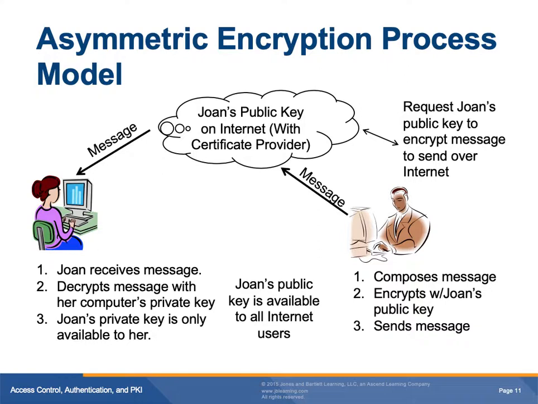Oftentimes you'll see Alice and Bob noted on a lot of the videos on YouTube that explain this. So asymmetric, for each one, there's a public key and a private key involved in the encryption-decryption process. Review this from the text.